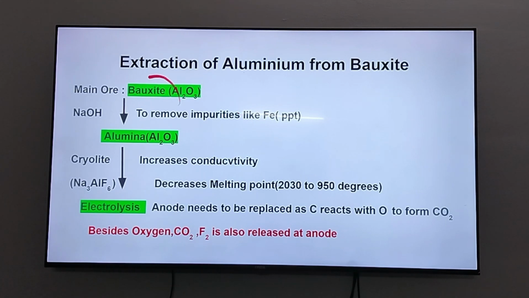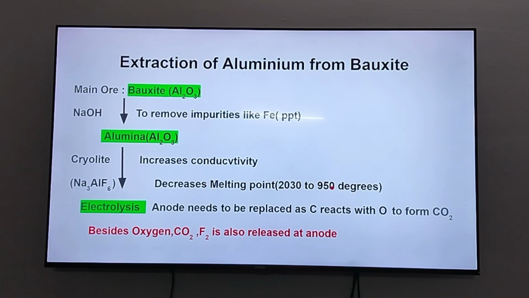Now this clean, fresh ore is called alumina. However, chemically it's still aluminium oxide. This melts at a very high temperature of 2030 degrees. To bring it down and to save on fuel and cost, we add something called cryolite, which is another ore of aluminium but has very little aluminium in it. This cryolite not only increases the conductivity of the solution but also reduces the melting point to 950 degrees.